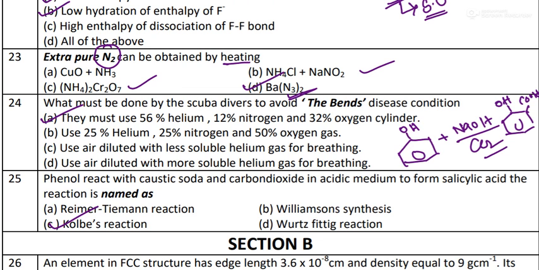Next one is phenol reacting with caustic soda. Remember, phenol reacts with sodium hydroxide followed by carbon dioxide. This reaction also gives salicylic acid. It is called the Kolbe reaction.